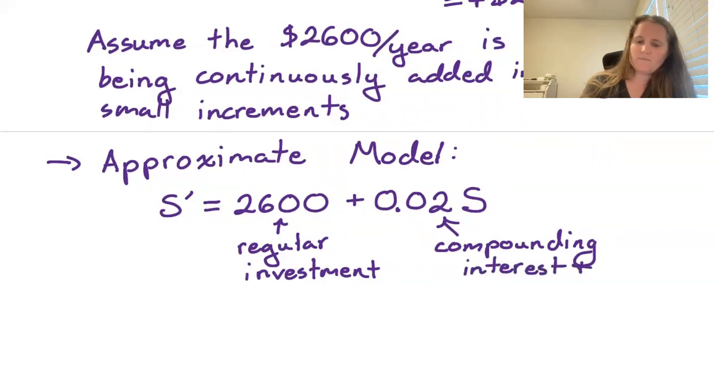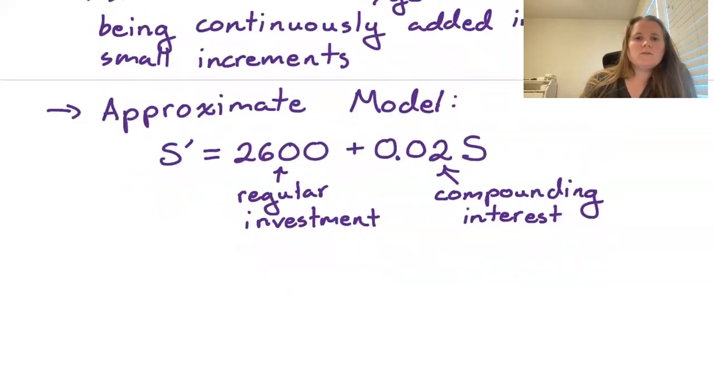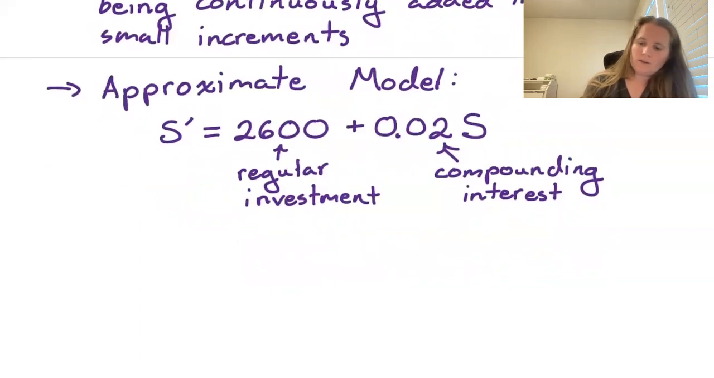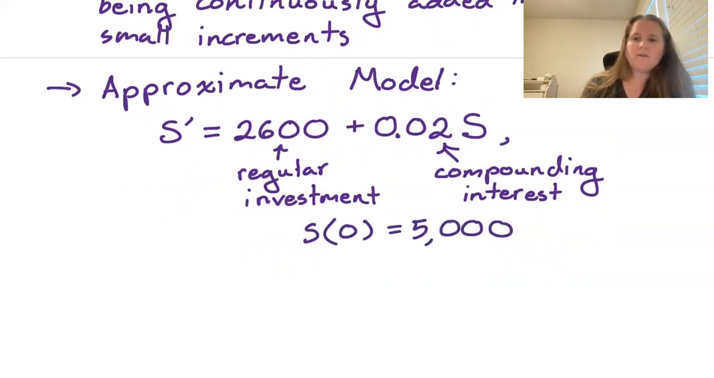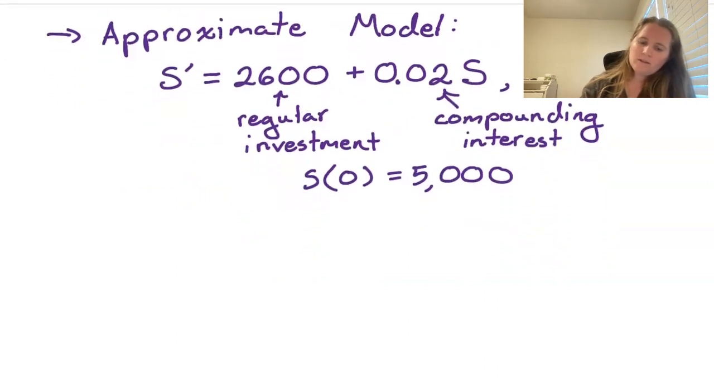And yeah, so this is for our rate of change. From here then, we also have an initial condition of S of 0. This time around it was just 5,000. So we're only starting out with a $5,000 investment and then putting in 2,600 per year. So we can go ahead and solve the IVP.